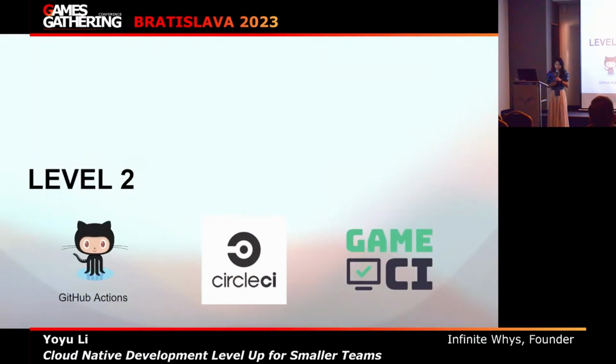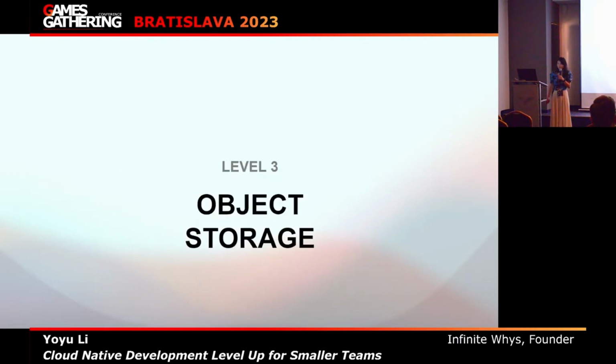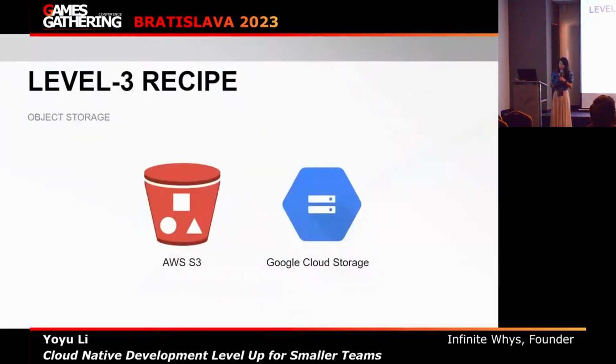So this is level 2. We talk about cloud task runners, and we use GitHub Actions as an example. So let's move on to level 3. Level 3 is about object storage. Don't be fooled by this name, object storage.